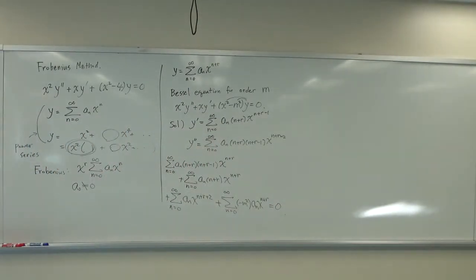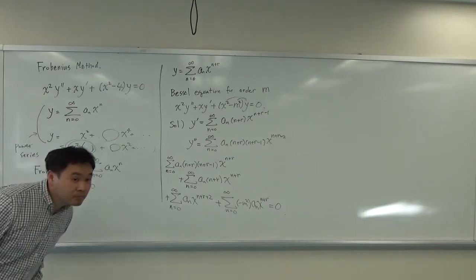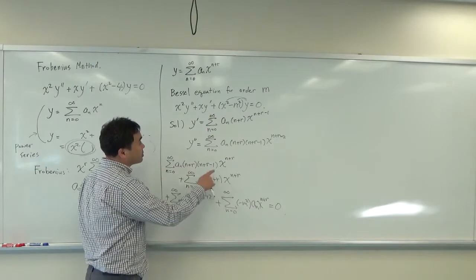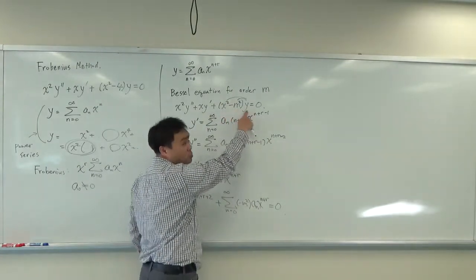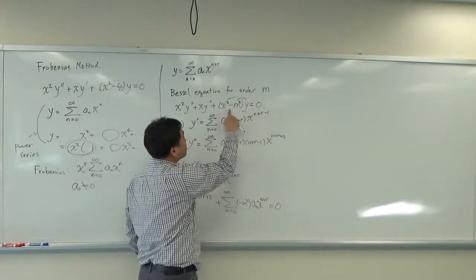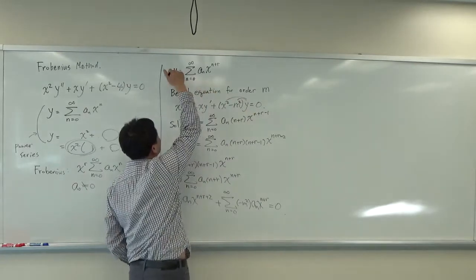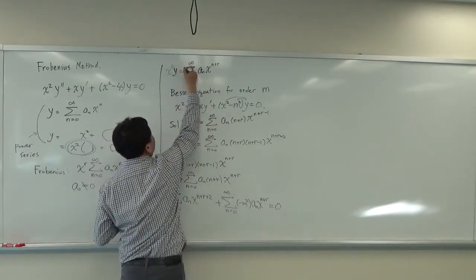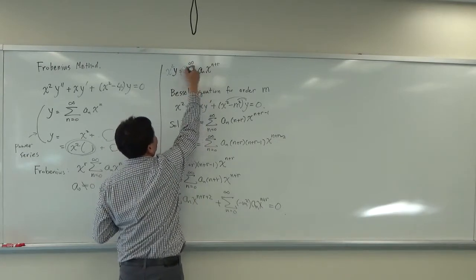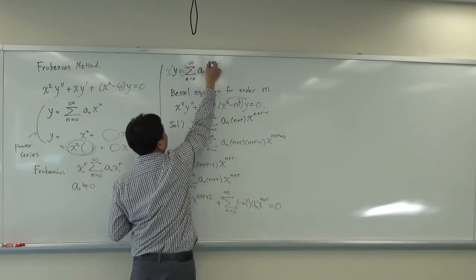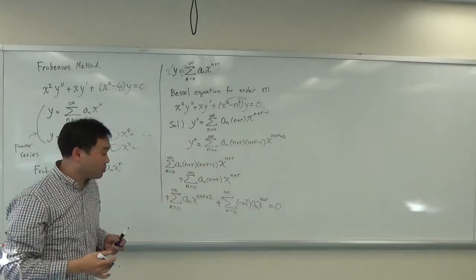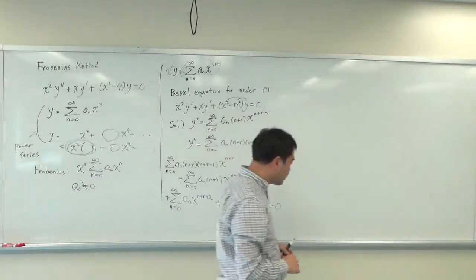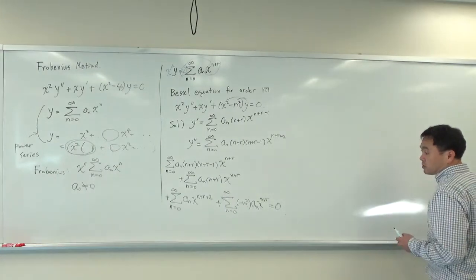Okay? So where's the plus 2 from? Well, we have x squared times y, and y is this thing. So if you multiply by x squared, then x squared and x to the n plus r have the same base, so the exponents add up. That's how you get n plus r plus 2. All right, let's continue.